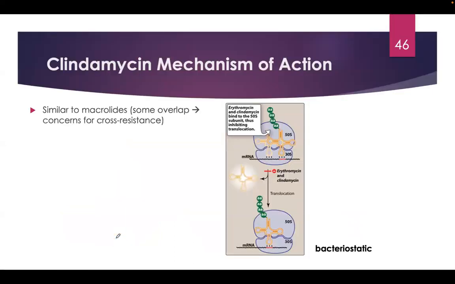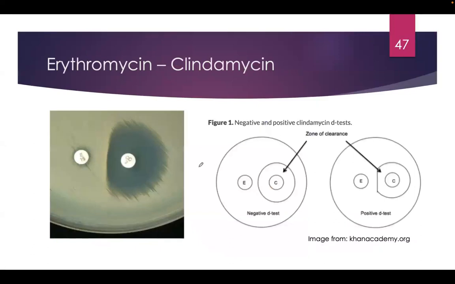So the clindamycin mechanism of action, it has a similar mechanism of action to macrolides, some overlap. So there are concerns for cross-resistance. I hope I have a slide that shows the D-test, but this gives you your mechanism. Again, it's static, and there it is. There's the D-test. So you can see here, there's erythromycin resistance to Staph aureus. And when you place the clindamycin, you can see on this side, the zone of inhibition. You can see here on this side, it looks great.